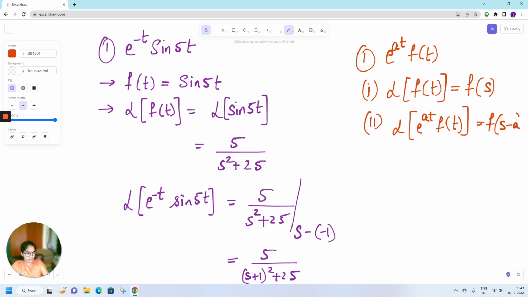Replace s with s minus a. So I had s over here, and I replaced s with s minus a. I got a plus here because a is already minus 1, and minus into minus is plus. Now, moving on, let me take another problem.